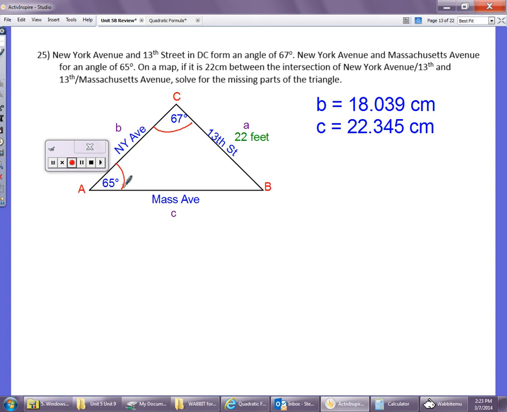So on a map, if it is 22 centimeters between the intersection, so here's the intersection of New York and 13th, and then they said the intersection of 13th and Massachusetts is right here. So the distance between those two intersections is 22 centimeters. So now that I'm done creating this triangle, I know it's not a 90-degree triangle because if I were to add 67 and 65, clearly it's bigger than 90 degrees. So I know I'm going to draw a regular triangle. And if I look, it is angle, angle, side. So I'm going to use the law of sines.